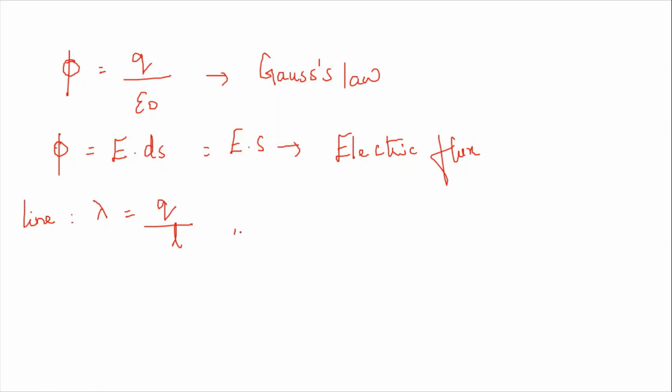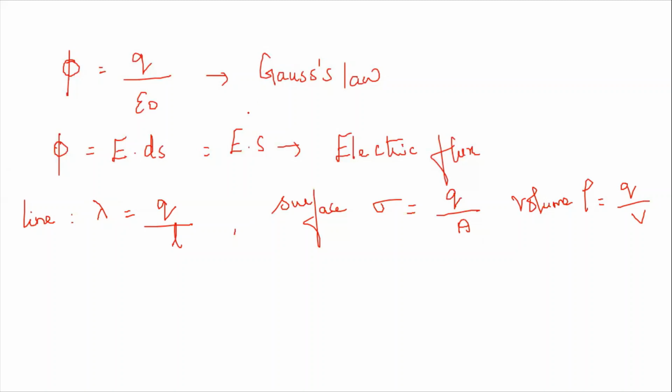And for surface, it was sigma, which is equal to Q by area A. And for volume, it is rho, which is equal to Q by V. So these are the notations that we were discussing for continuous charge distribution. Now with this understanding, we are moving on to the applications of Gauss law.